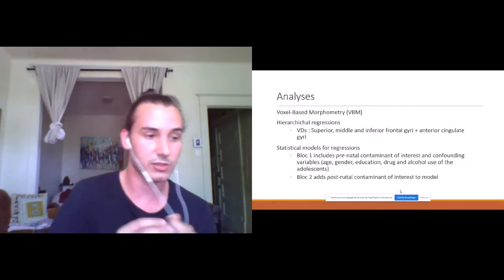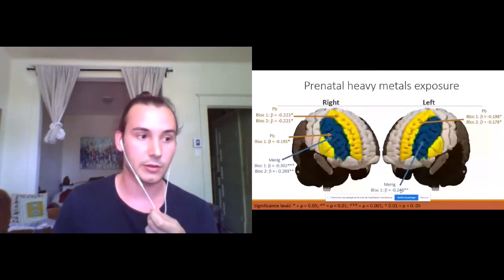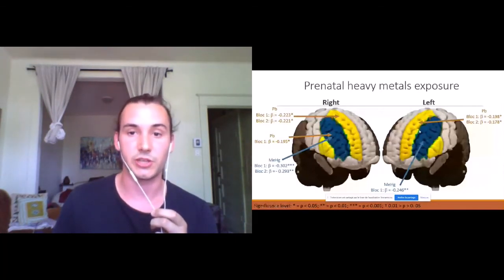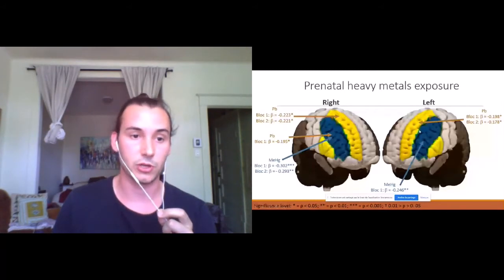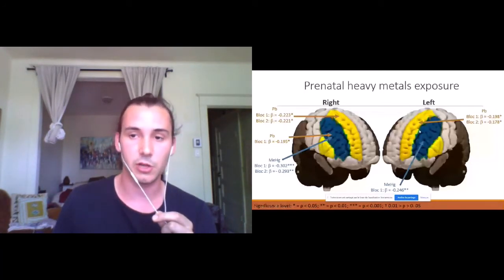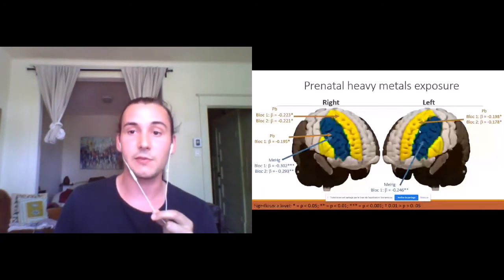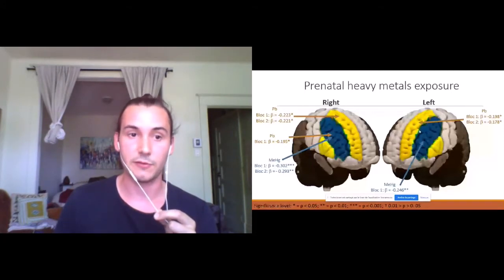So we can look at the heavy metals results right now. We see that prenatal exposure to lead predominantly influences both right and left superior frontal gyri. So just a quick recap over here. These are all beta coefficients of the prenatal variable of interest. In block 1, it's only the prenatal as well as the confounding variables. And in block 2, we add the postnatal contaminant, but this is still the beta of the prenatal variable. So we can see that even when we control for postnatal, prenatal exposure to lead is associated negatively with gray matter density in the right and left.